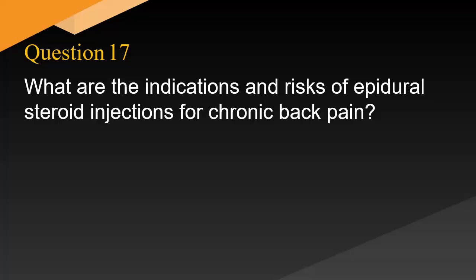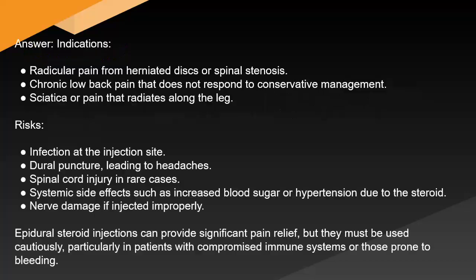What are the indications and risks of epidural steroid injections for chronic back pain? Answer: indications: radicular pain from herniated discs or spinal stenosis, chronic low back pain that does not respond to conservative management, sciatica or pain that radiates along the leg. Risks: infection at the injection site, dural puncture leading to headaches, spinal cord injury in rare cases, systemic side effects such as increased blood sugar or hypertension due to the steroid, nerve damage if injected improperly.